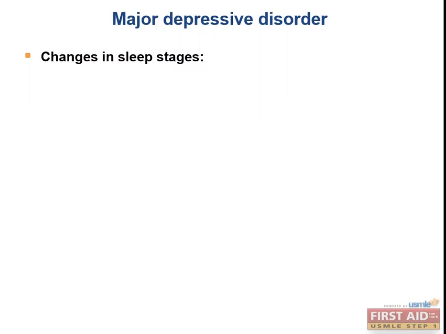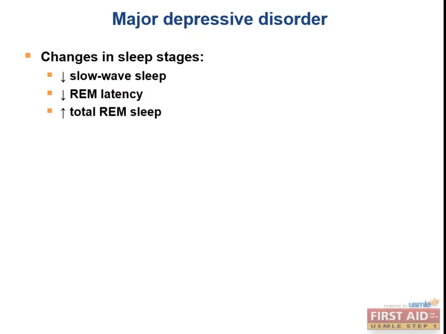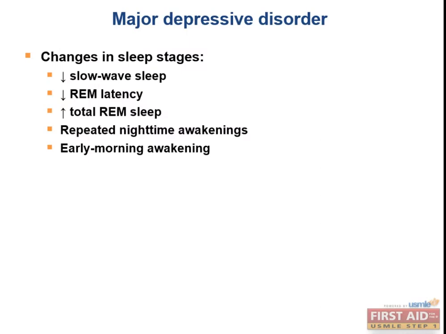Patients with major depressive disorder also have changes in their stages of sleep. They have decreased slow wave sleep, decreased REM latency, which is the time period between when you go to sleep and when you go into REM. So that time period decreases, so they're getting to REM faster, and increased total REM sleep. They also experience repeated nighttime awakenings and early morning awakenings.